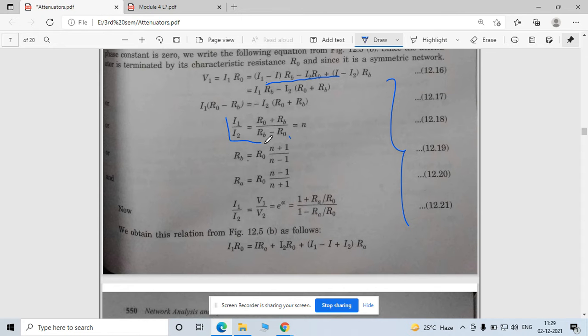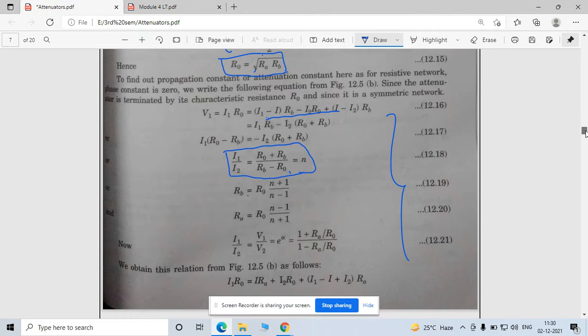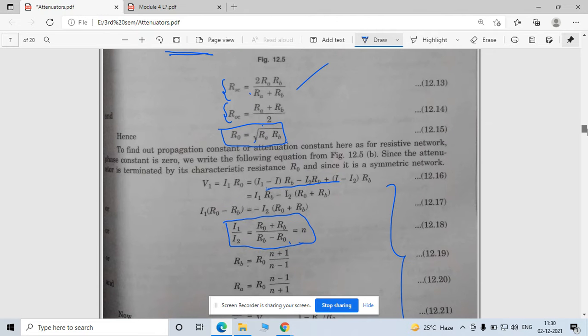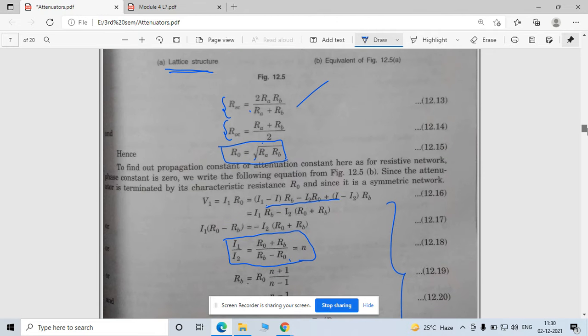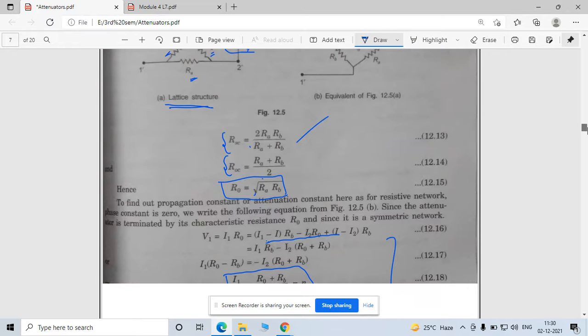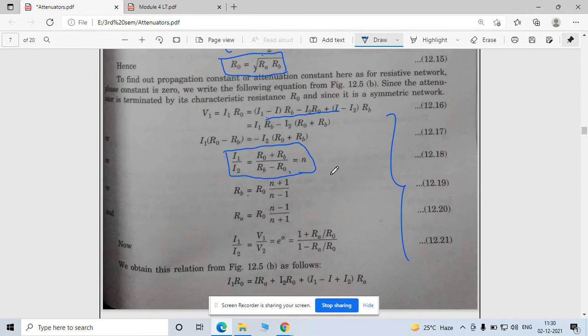So this is all about the calculations given here, and n is the ratio of your input signal to the output signal. Here we are using the current, and this is also equal to the voltage level, because according to Ohm's law, voltage is directly proportional to current. So we can replace it there. And this is a passive circuit.